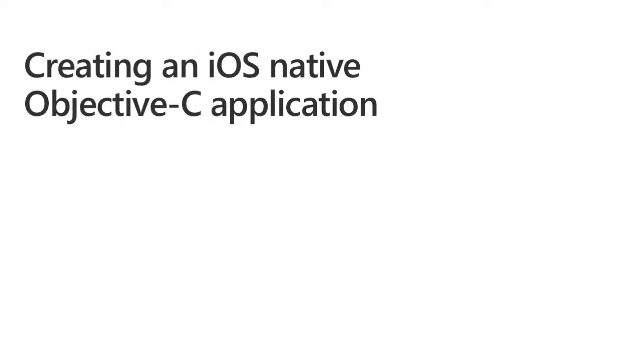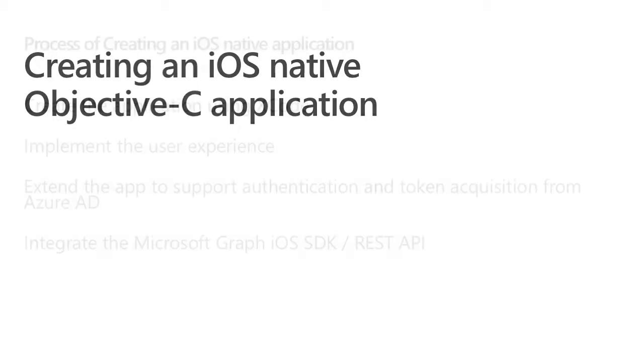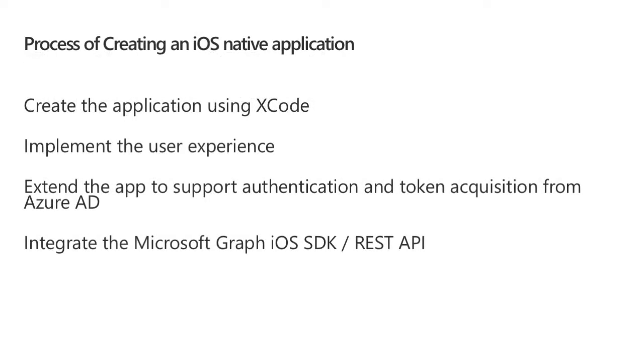So let's talk a little bit about creating an iOS native Objective-C application for iOS. The process of creating an iOS native application is similar to how you'd build any other native application. I would recommend that you first create the application using Xcode and then implement your user experience to get a good flow of how things are going to work. And then extend the application to support authentication and token acquisition from Azure AD. And then finally, integrate in the Microsoft Graph, either iOS SDK or the REST API, depending on how you set up your authentication.